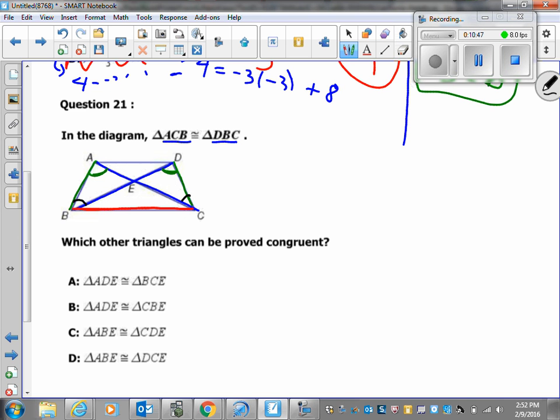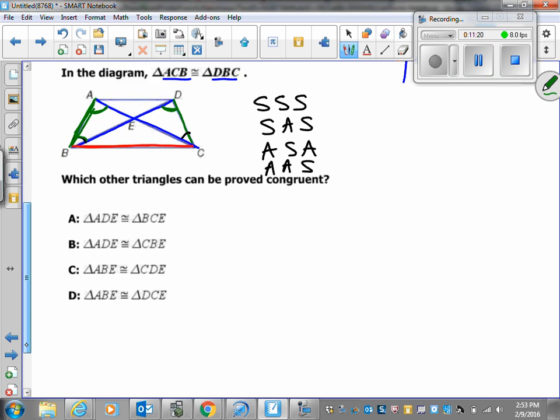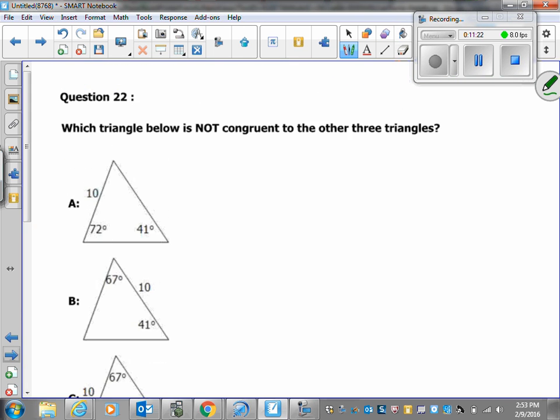To prove two triangles are congruent, I can use side-side-side, side-angle-side, angle-side-angle, or AAS. So I already know the two angles here, the green one and the black one, and this green line is congruent to both sides. The same thing with this one. So I know this triangle here, AEB, is going to be congruent to DEC. So that's the one you have to pick. All right, next is number 22.